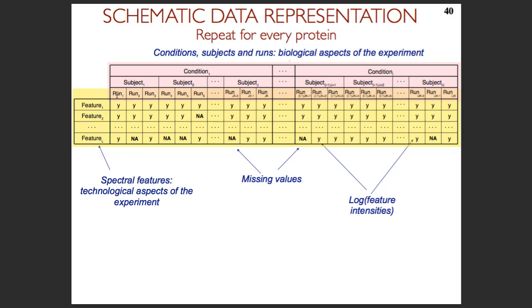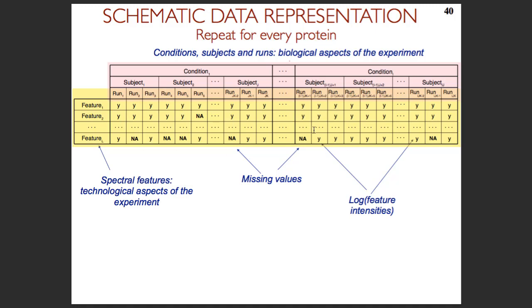We may have technical replicate runs from the same biological replicate, so the same subject. We have multiple biological replicates which come from the same condition. And then the same for the next condition, we have different subjects, same or different subjects, potentially multiple technical replicates, and so on. So the pink part of this data structure reflects the biology of our experimental design.